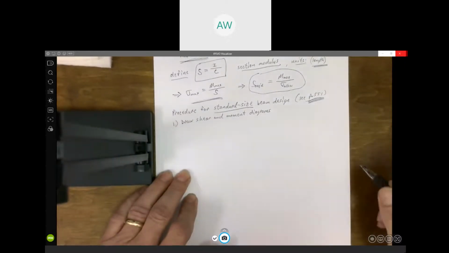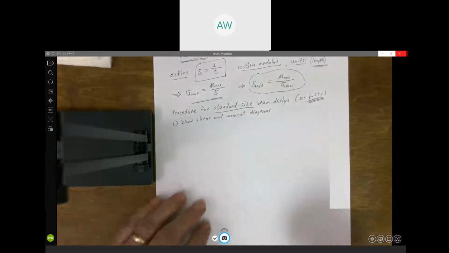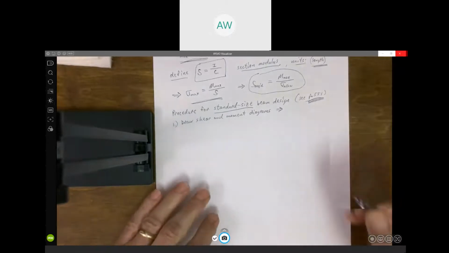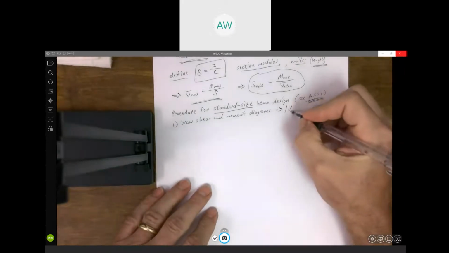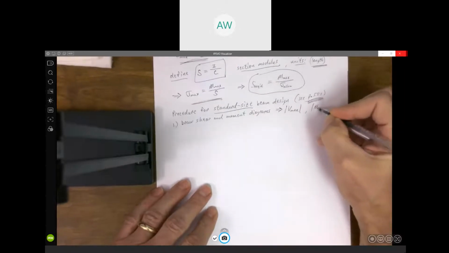Yeah, this is what we did back at the beginning of chapter 6. The first problem on the test yesterday was to draw a shear and moment diagram for a beam. The reason for that is that's where we're going to get our maximum shear force and our maximum bending moment.